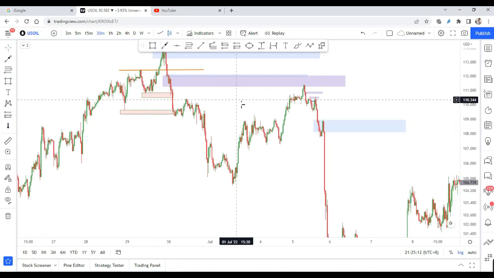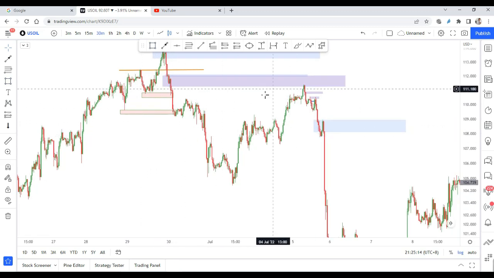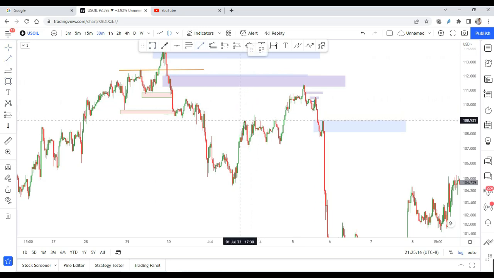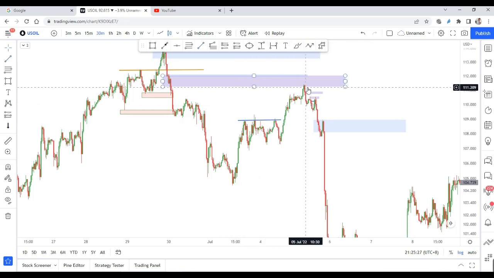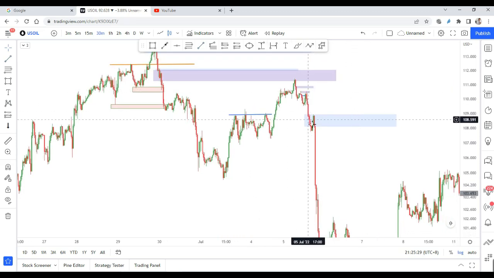The price came back into the zone, and of course, before it went back, it did some fake outs. You can see there are a few fake out levels over here. Then only the price goes up, taps into the zone, and then drops all the way.